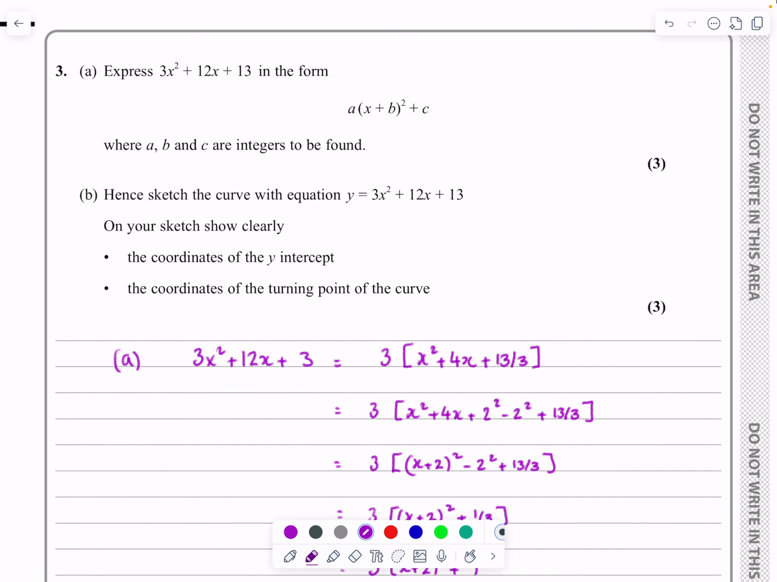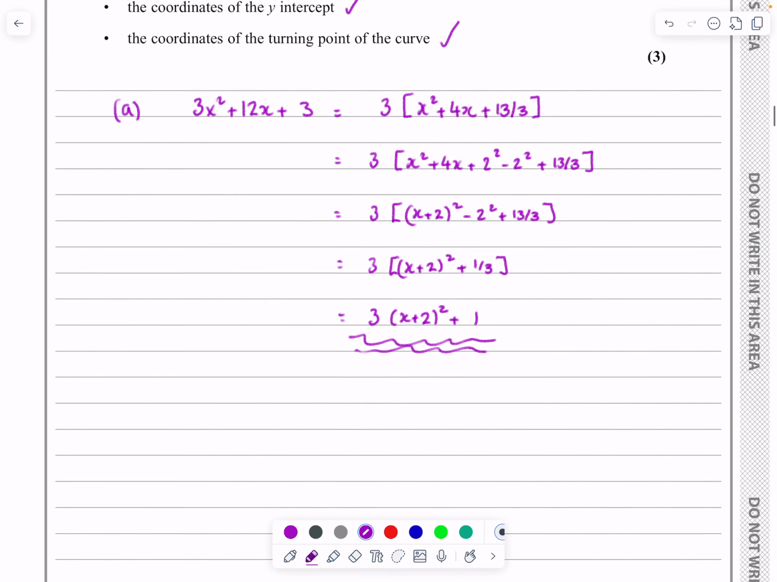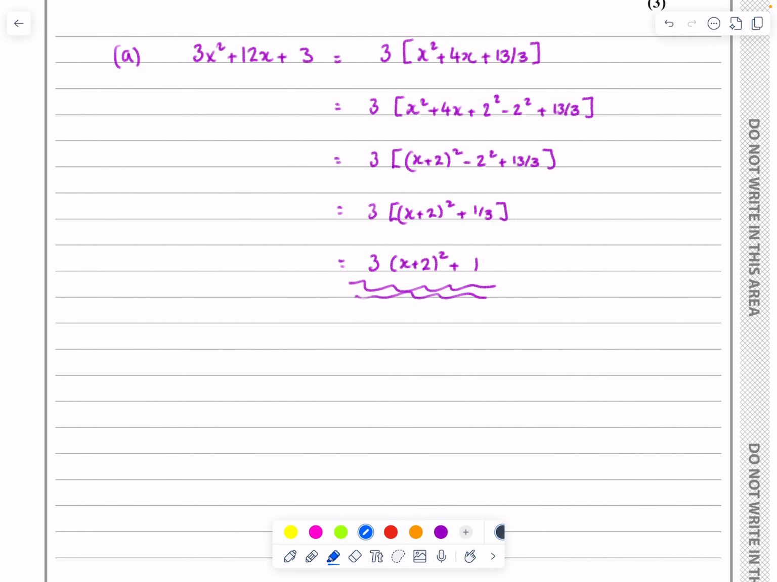Part B, sketch the curve with the equation. So sketch that curve, and we need to show coordinates of the y-intercept and the turning points of the curve. Well, yeah, that doesn't surprise me at all. Certainly the turning points, because the turning points are already here when we're trying to work it out. If I've got something written down as completing the square, we know, let's just really quickly go through it, that the minimum that x plus 2 squared can be is when all of that's equal to 0 squared. So for 0 squared, x has to be equal to minus 2.